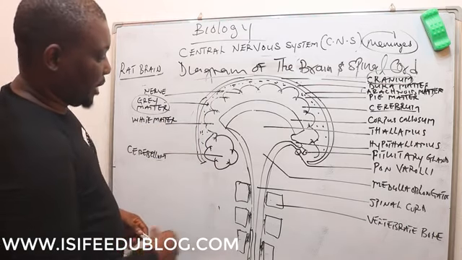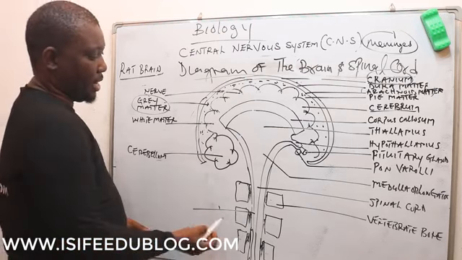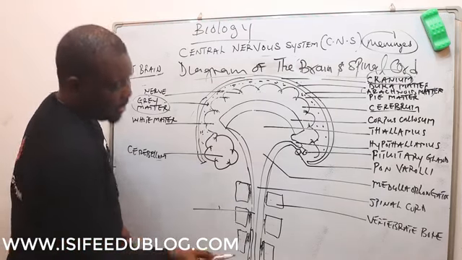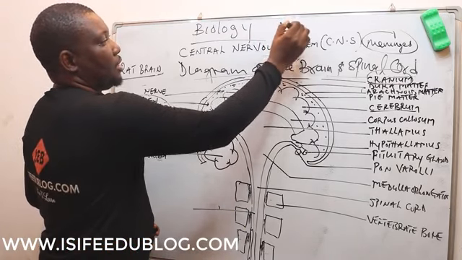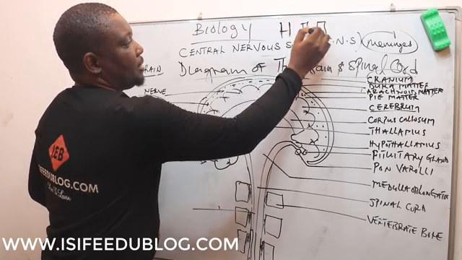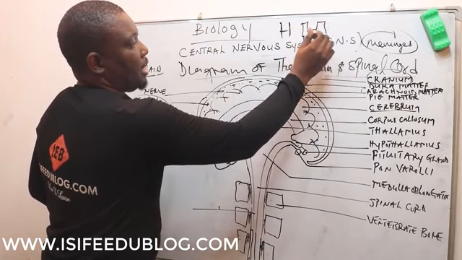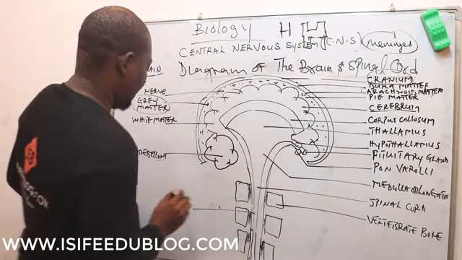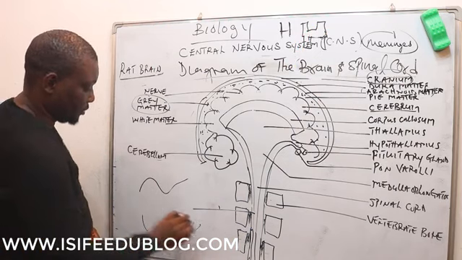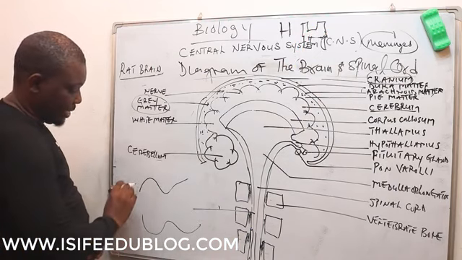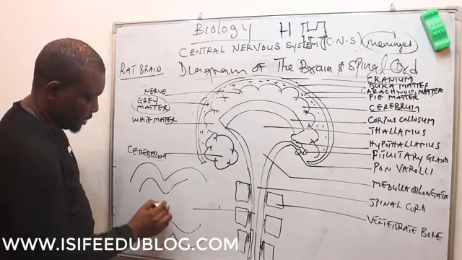I want to take you through the structure of the spinal cord. Look at the structure of the spinal cord here. It's not just straight like this. The real structure of the spinal cord is an H-shaped structure. This is how it is, just like something like this. The structure of a spinal cord is like this. This is the spinal cord. This is the inner layer, and this is the outer layer. This is the central canal.